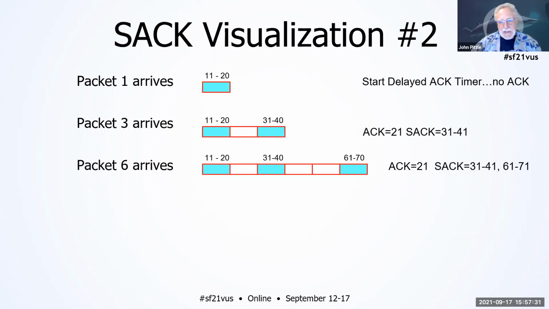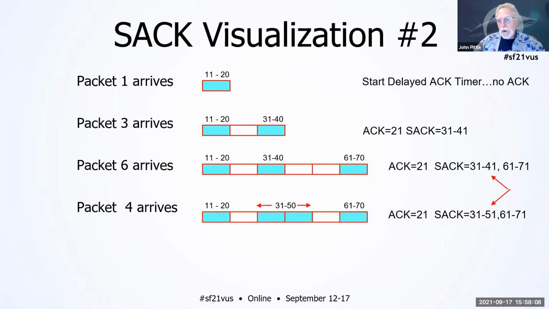So then packet 6 arrives because things are really, really out of order. And now notice I've got 2 different blocks that have been received out of order. So I send an ACK 21 and then a SACK with 2 SACK blocks, informing the sender that, hey, I'm still waiting for stream byte at 21, but by the way, I have some stream bytes in one block at 31 to 41 and stream bytes in a second block of 61 through 71. Just want you to know I have them, but please send me 21.